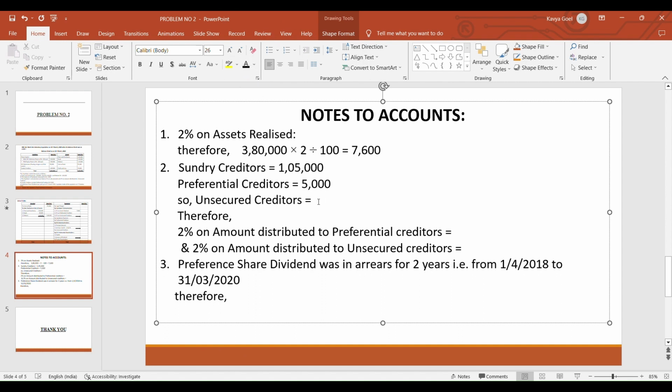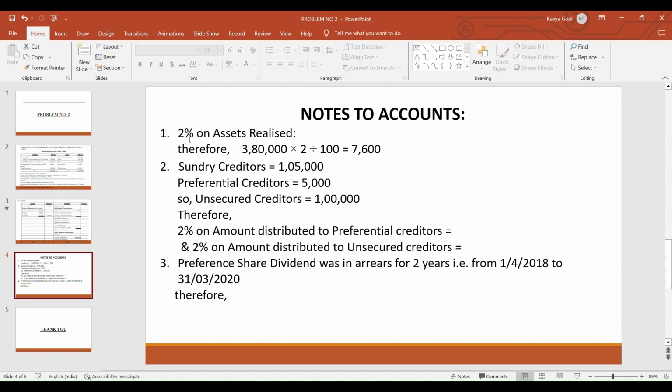So the remaining will be the unsecured creditors, which are 1 lakh. So you know there are two types of creditors, secured and unsecured. Okay, so what we will do, we have to calculate 2% on the preferential also. Why? Because preferential creditors are given preference, but they are not secured, they are also unsecured.